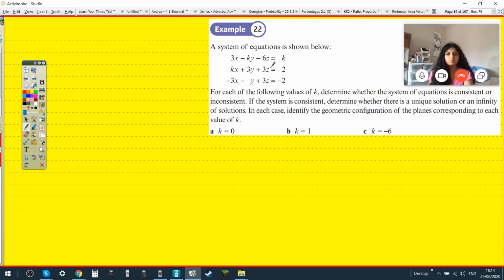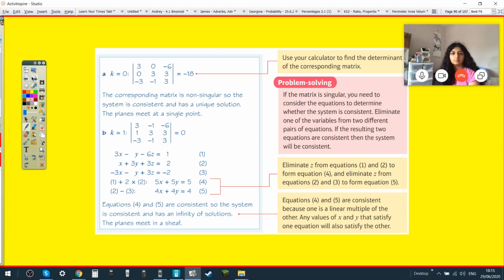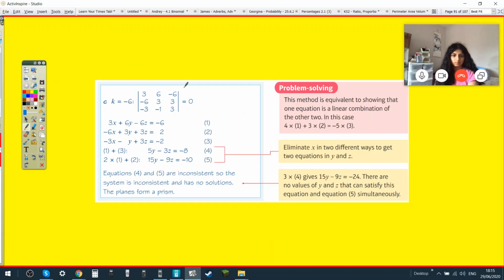So when k is 0, there you go. We could sub it in and try it. You let k be 0, see what you get. You let k be 1, see what you get. You let k be minus 6, and you see what you get. When k is 0, you get minus 18 for the determinant. So there is a unique solution. When k is 1, you get 0 as the determinant, and there's infinity of solutions. And then for c, you get 0 again, and there are no solutions.